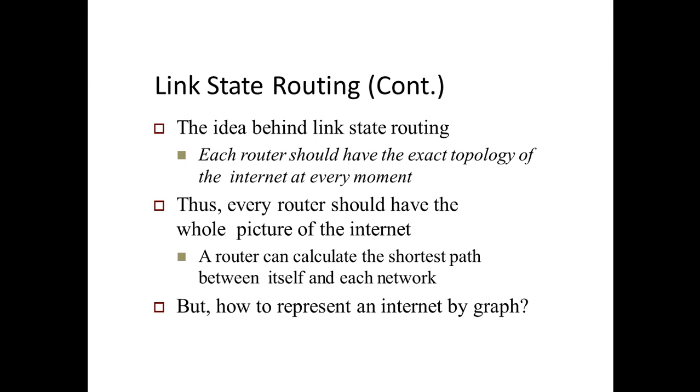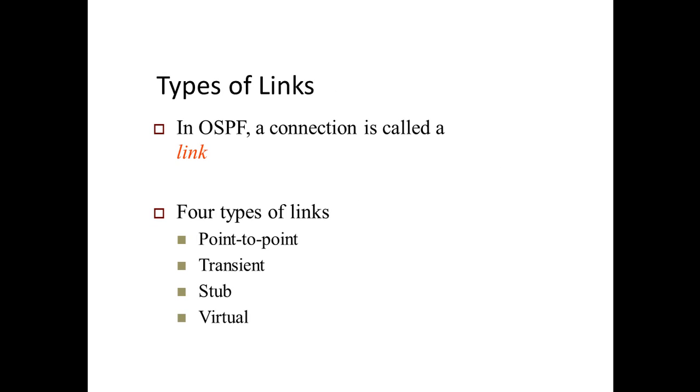So how do we represent the internet by a graph? This is very interesting. There are four types of links with which you can make a graph of the internet. In OSPF, a connection is known as a link, and there are four kinds of link. The first one is P2P. This is very important.